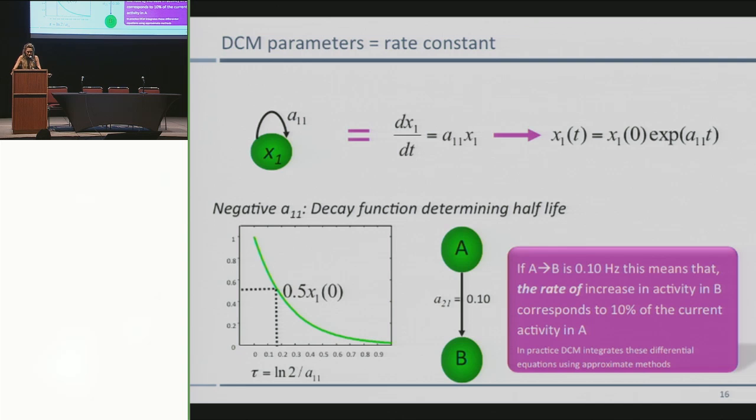So the consequence of that is that the parameters are measured in hertz, so they're a rate measurement, and also to interpret not self-connections, but connections between regions, we can say that if A to B is 0.1 hertz, this means that the rate of increase in the activity of B corresponds to 10% of the current activity in A. And so we don't do an analytic solution for every DCM. What we use is approximate methods like many of you would use when doing dynamic models. So we use a kind of variant on Runge-Kutta. But essentially the parameters of connectivity are rate constants that control the rate of activity in one region relative to the region that is connecting to it.